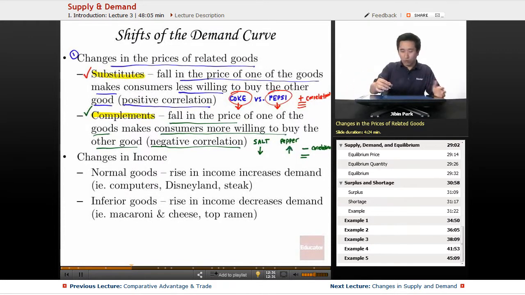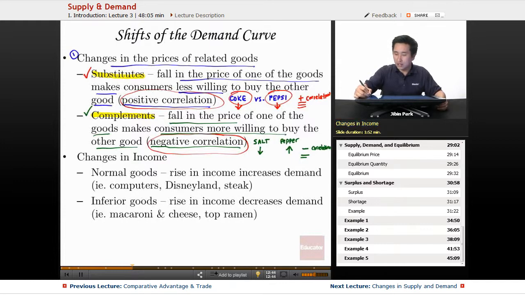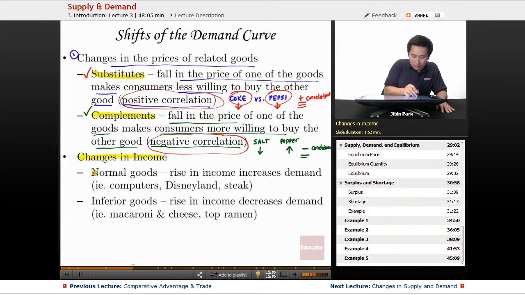So there's that positive correlation. So there's a positive correlation for substitutes, and there's a negative correlation with complements. Okay, another reason that could shift the demand curve would be changes in income. And there's two different types of goods that are impacted. There's normal goods and there's inferior goods.